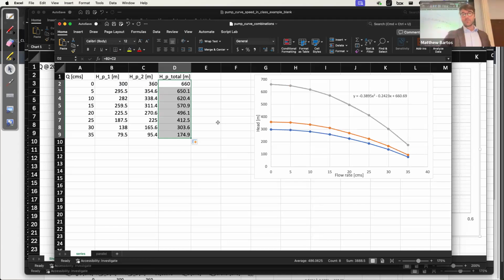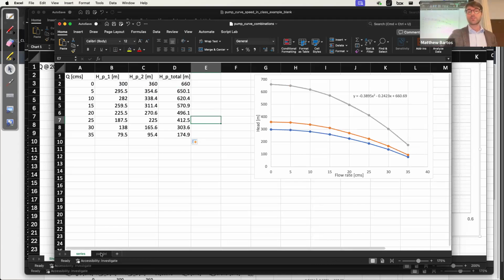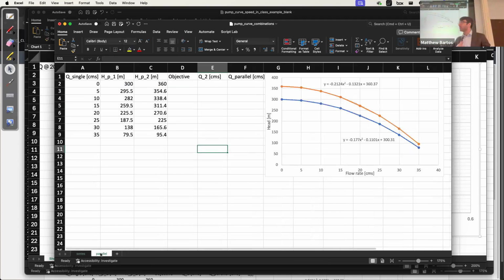All right, now for the more challenging one. If you go to the next sheet titled Parallel, we have two pumps that are operating in parallel. So the first three columns describe our two original pump curves. The discharge is given by column A. The heads for pump one are given by column B. The heads for pump two are given by column C. And this discharge in column A refers to the discharge for those pumps acting individually.